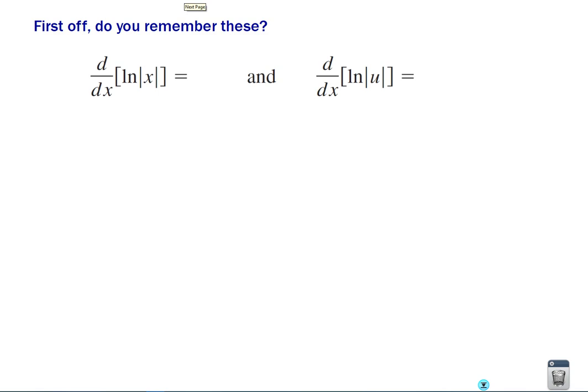Okay, so before we get into that, do you remember how to take the derivative of the natural log of the absolute value of x? Hopefully we recognize that this is the same thing. There should be a box. Yeah, there it is. As 1 over x.